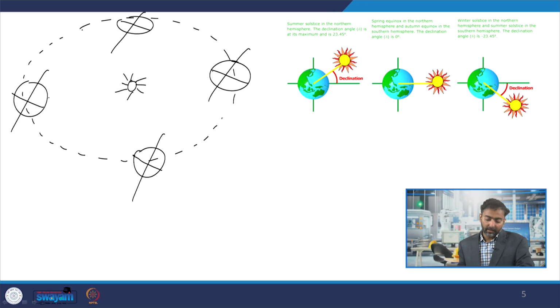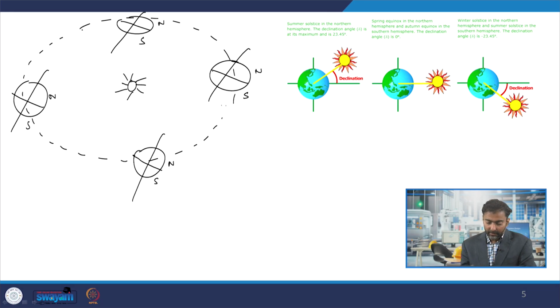Now, the interesting thing is that if you see this, the sun is directly overhead at different parts of the globe or the planet Earth at different times of the year. So, as we know, this is the northern hemisphere, southern hemisphere. The north of the equator is the northern hemisphere, south of the equator is the southern hemisphere.